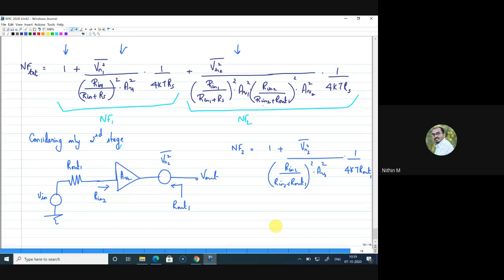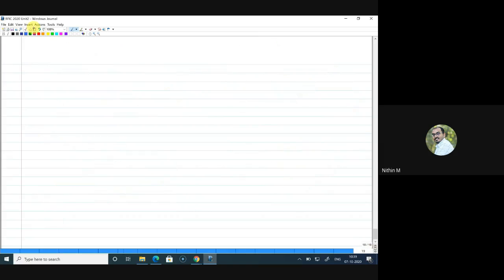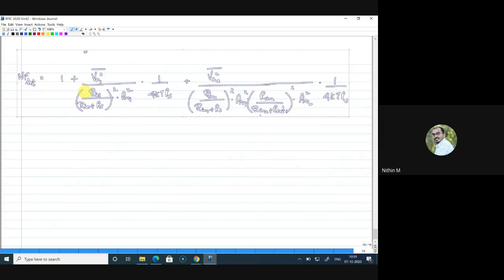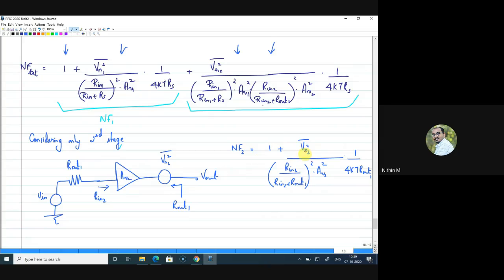Now what I'm going to do is check for the terms in this expression. I wanted to write this expression in terms of NF2. So by looking at the NF2 of the second stage alone, I'll plug in this expression here, and I'll only write the remaining terms now. So I will take the same expression again, and here I know that 1 plus Vn2 square, this entire term is actually NF2. So I can write NF2 minus 1 as Vn2 square bar divided by this term, R in 2 divided by R in 2 plus R out 1.